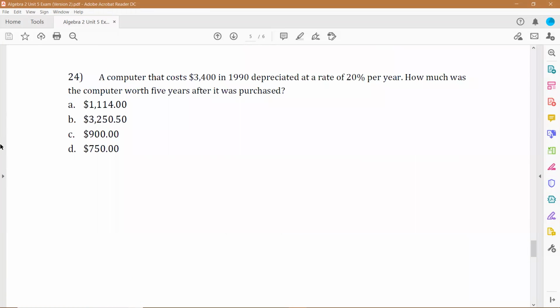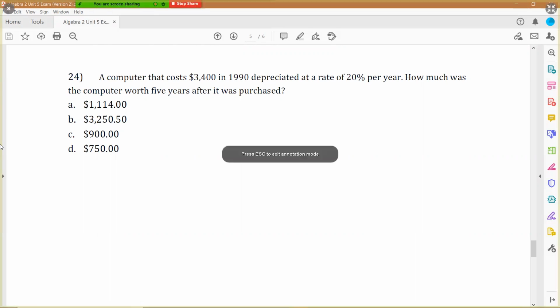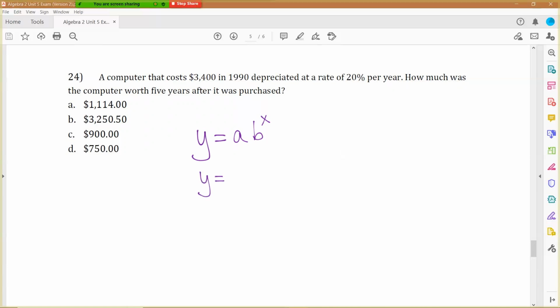Question 24 says a computer cost $3,400 in 1990, depreciated at a rate of 20% per year. How much was the computer worth 5 years after it was purchased? So this is going to be exponential growth or decay. Remember, y equals ab to the x power. A is our initial value. So our initial value in this case was $3,400.